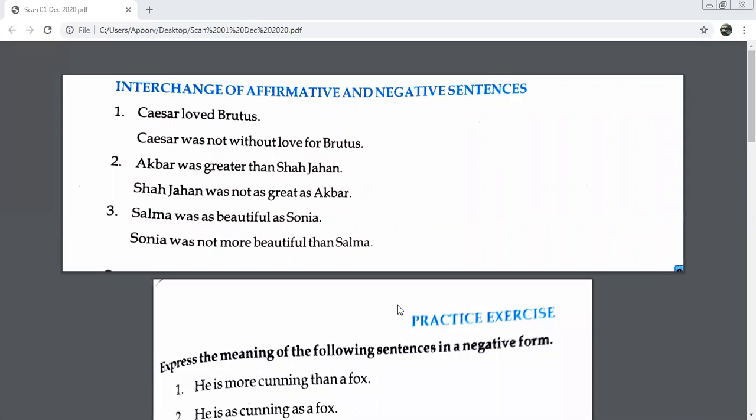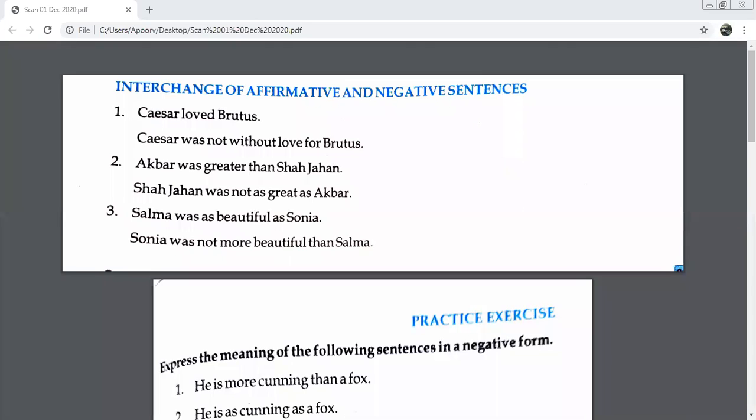You have to be very careful how you are going to convert these kinds of sentences. First you will see, in the comparison, are both of them equal or is there a difference between them. Okay, let me have a revision very quickly. Caesar loved Brutus. How would you change it into negative? Caesar did not love Brutus. You could have simply made it like this also: Caesar did not love Brutus, or Brutus was not loved by Caesar.